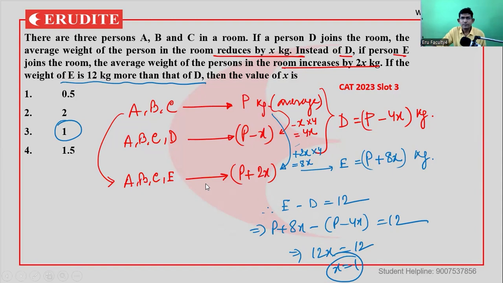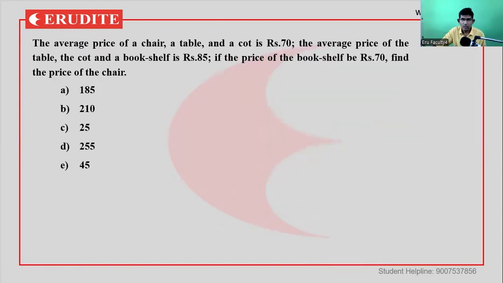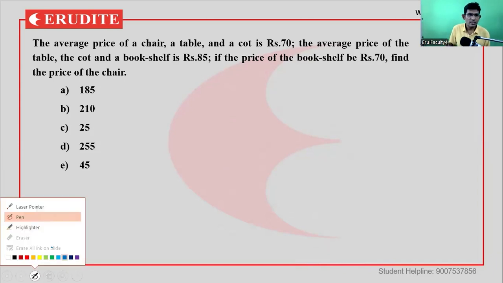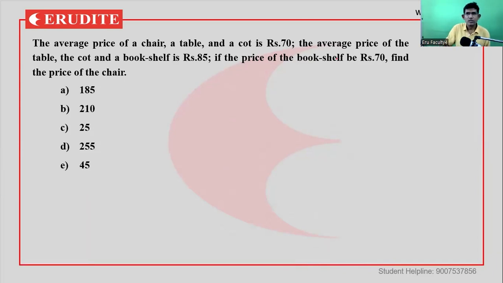Moving on next. Another example where we can apply this logical application to our advantage. Now it says the average weight of chair, table, and cot is 70. The average price of table, cot, and bookshelf is 85. If the price of bookshelf is 70, find the price of chair.